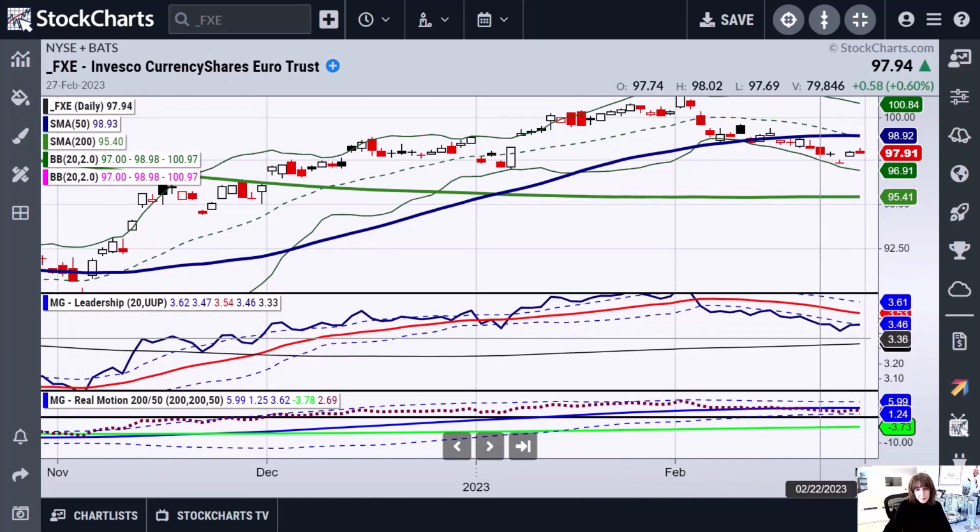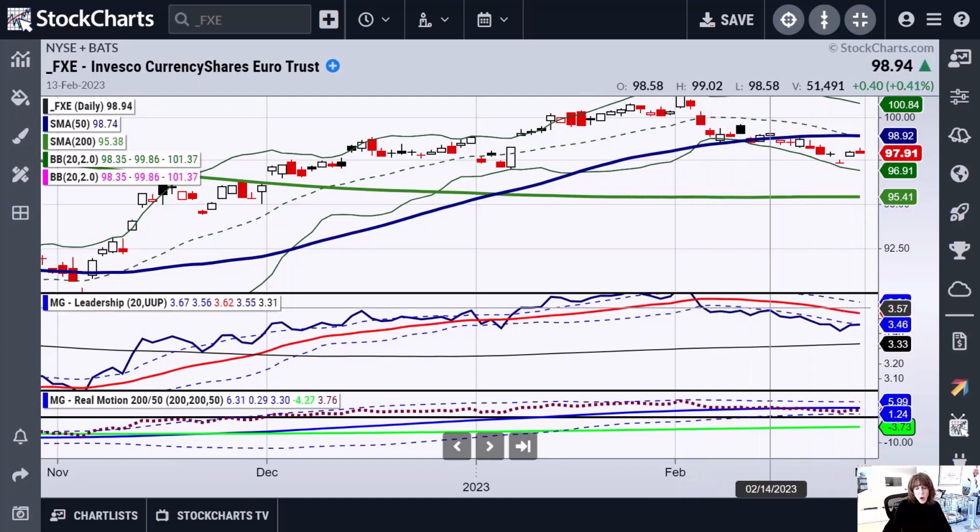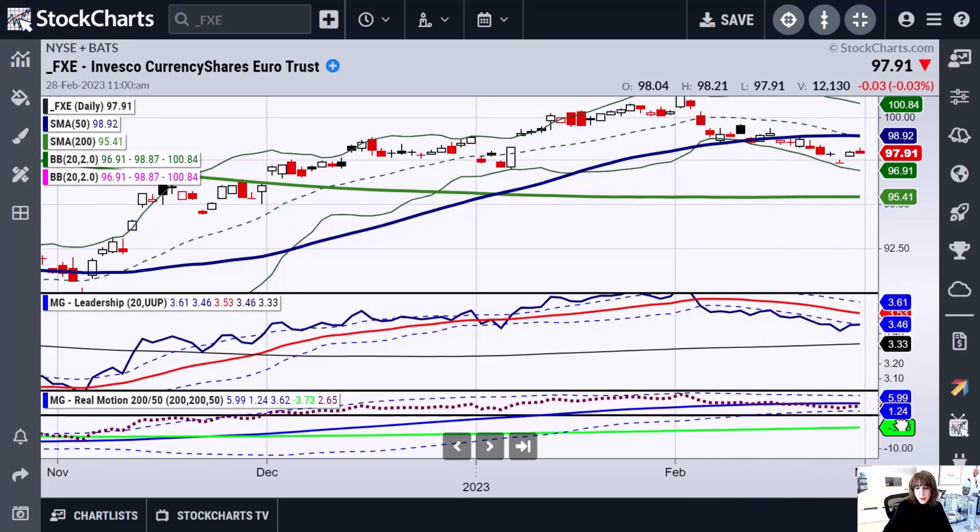However, when you start to cross over the Bollinger Band on the bottom here, then that could mean that that will change. We don't know that yet. We aren't going to say that for sure.